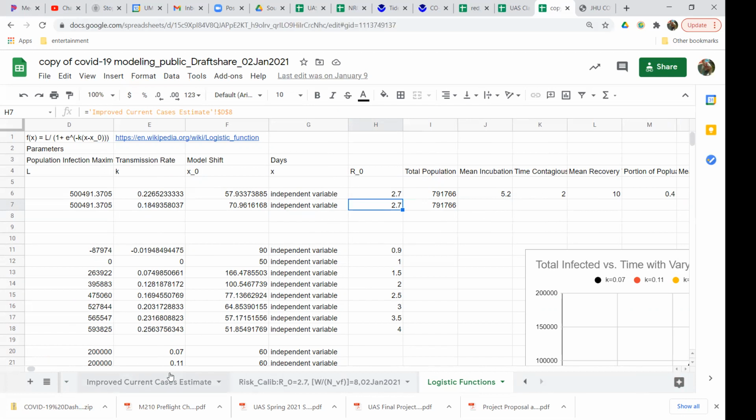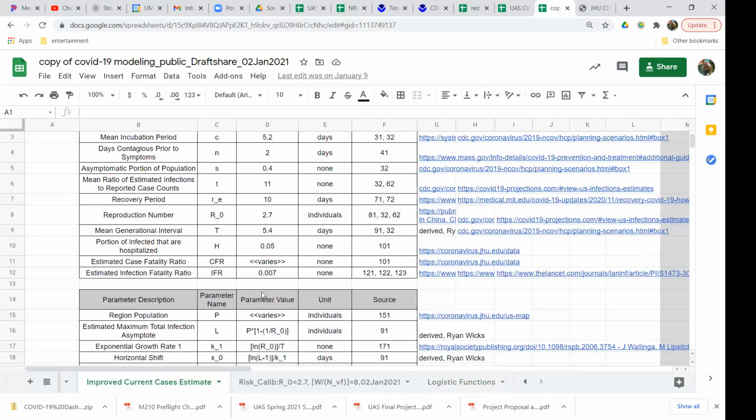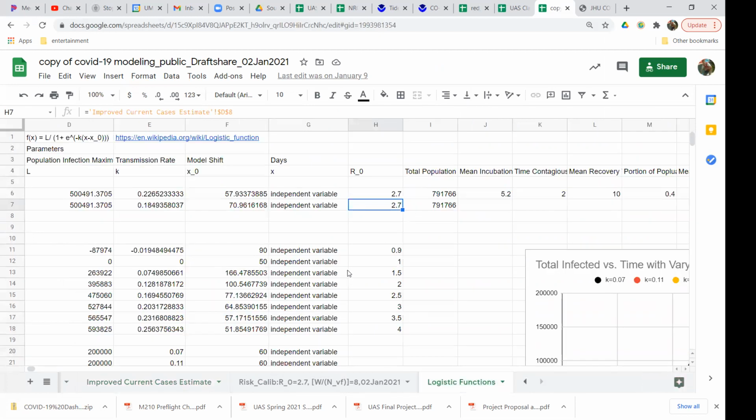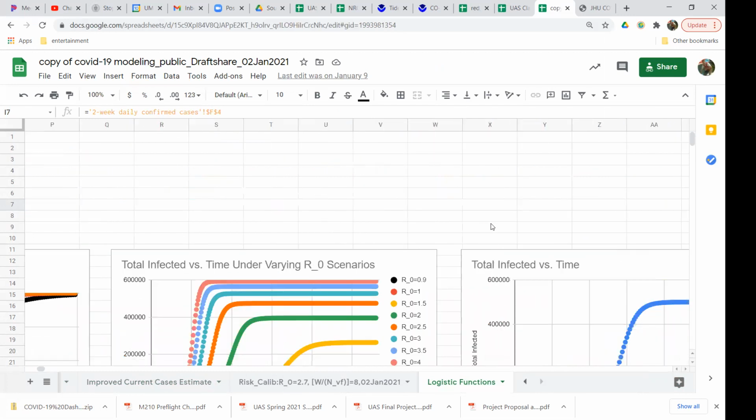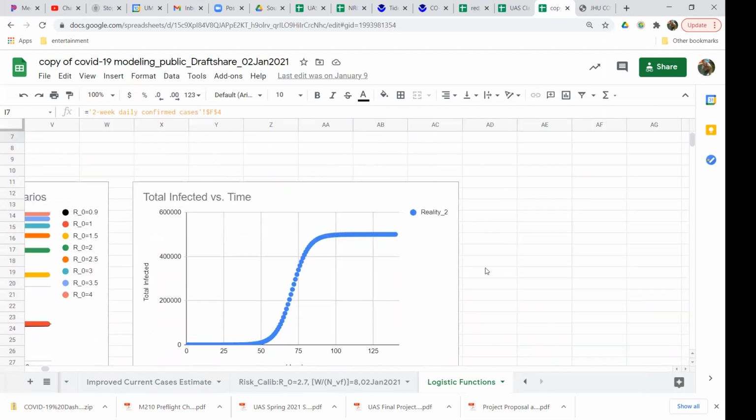If you change that here in the improved current case estimate, these are the parameters. You can enter the reproduction number here, and this will populate through the rest of the model. Things like model shift, transmission rate, and maximum expected number infected will all get calculated based on the replication number and the total population. You don't have to worry about those. And then the graphic will update as well.